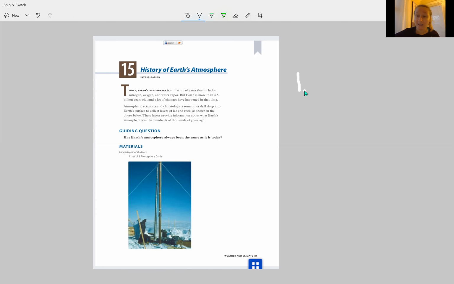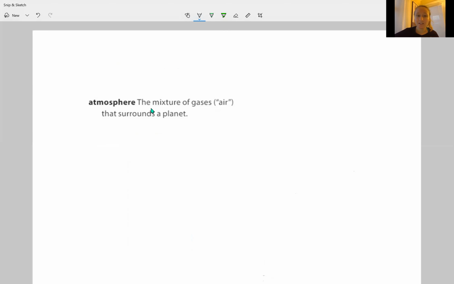First thing, knowing about the atmosphere, and if you saw a definition of the atmosphere, would you be able to identify what the definition of atmosphere is? Let's go over it one more time. Here it is. Atmosphere is the mixture of gases, air that surrounds the planet.